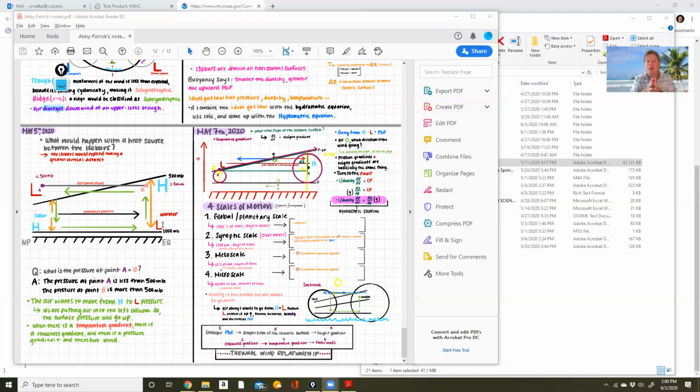And again, the reason you're doing this is when you take a test, if I said, what are the four scales of motion? You'd go, oh, it's right there. I know where that is exactly in my notes, and you have no worries. Now, for you guys in this class, we're only looking at global, synoptic, or mesoscale. So just so you know.